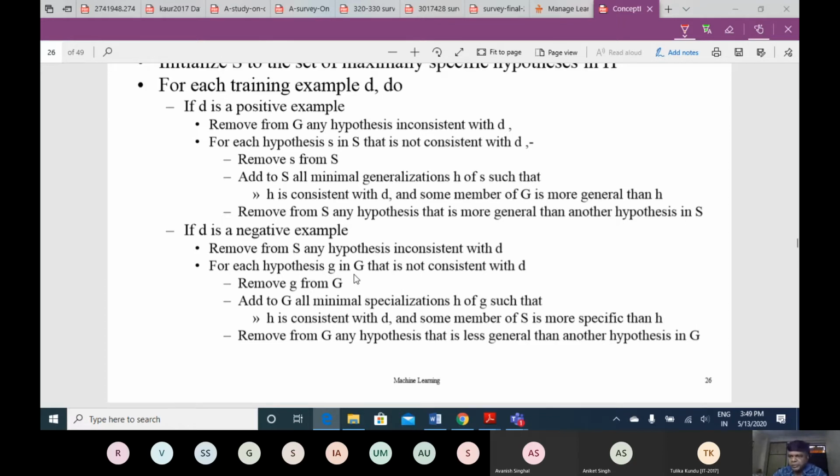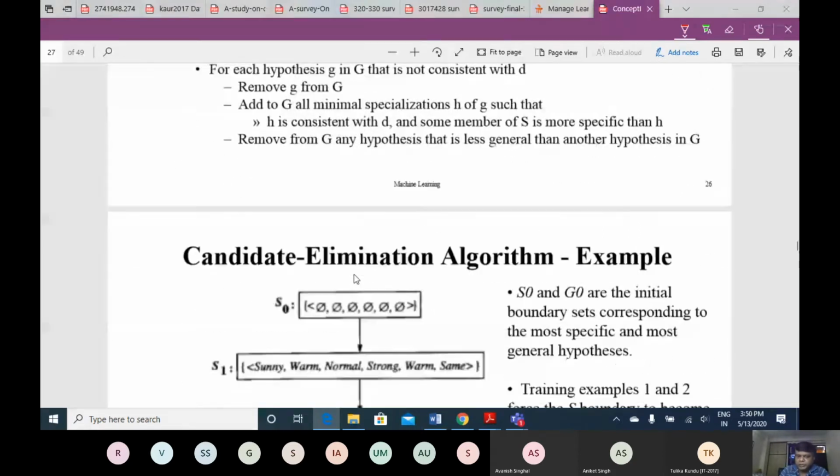And as soon as we get a positive instance, it means the specific set or specific boundary, we want to make it more general. As soon as we get a positive instance, that means it might generalize any specific boundary. So we will try to generalize any specific boundary as close as possible. Okay, so what do we mean by as close as possible? You will understand by the example.